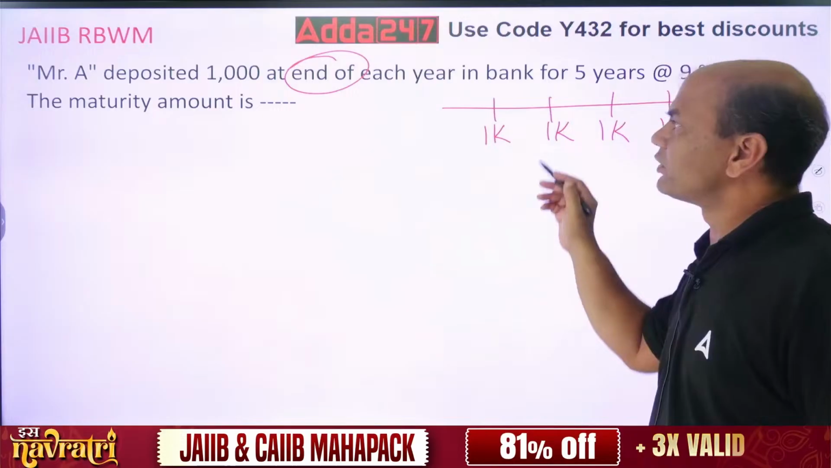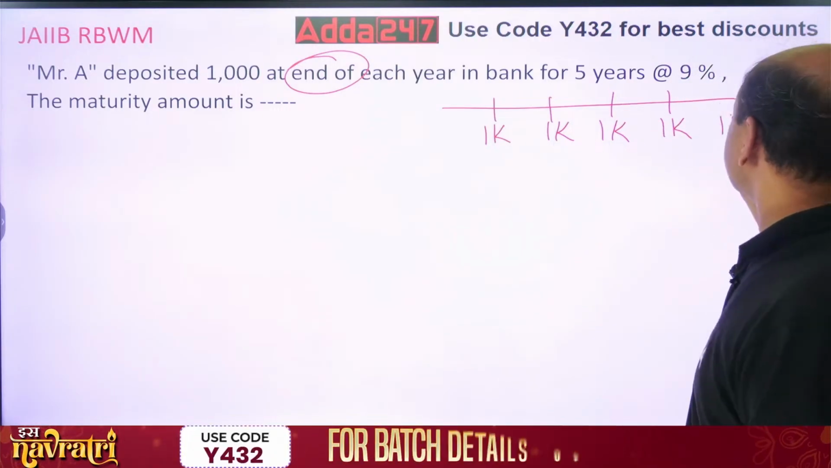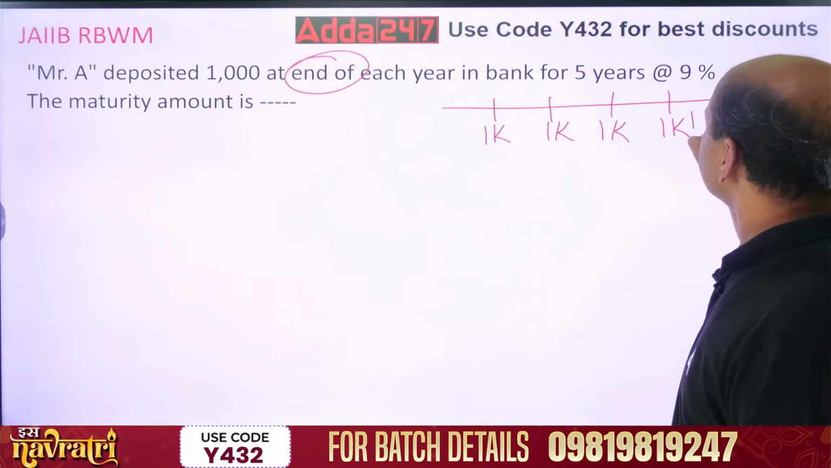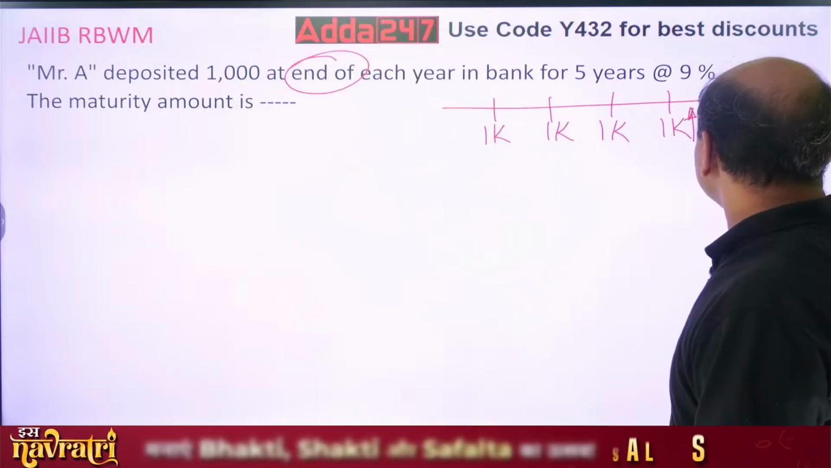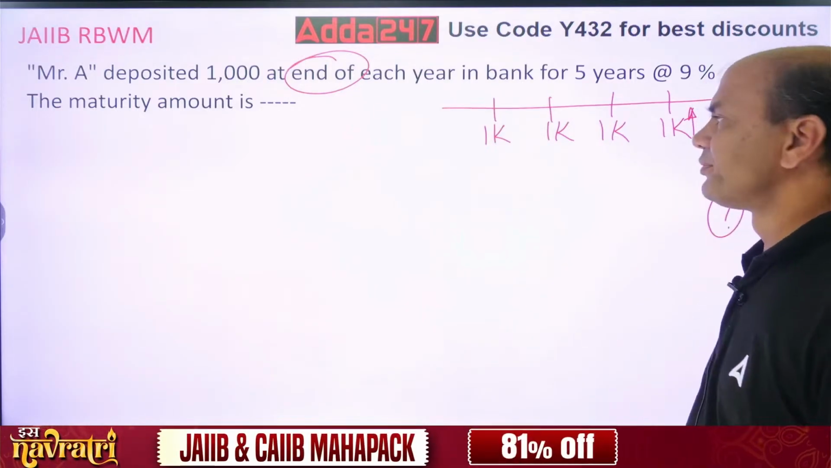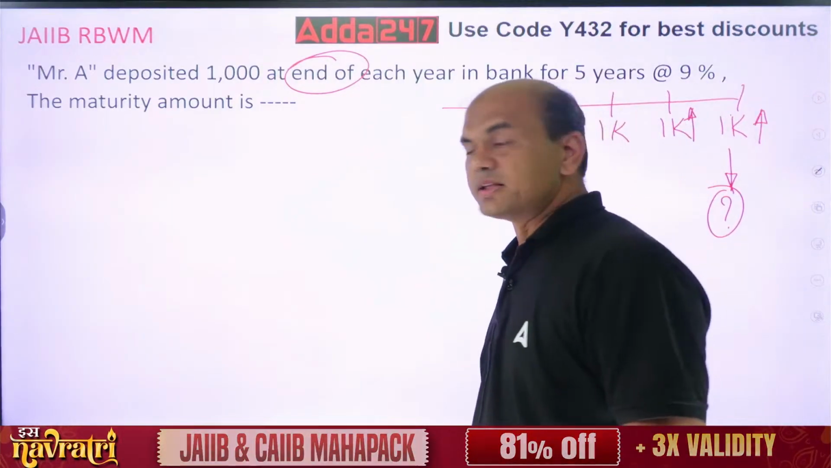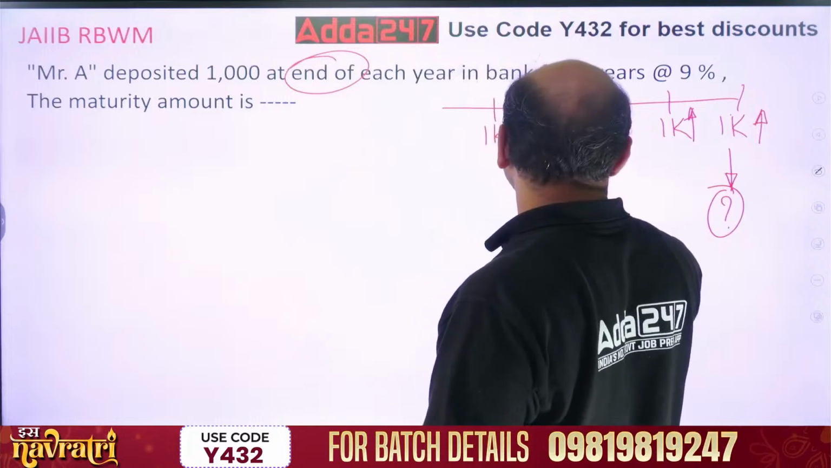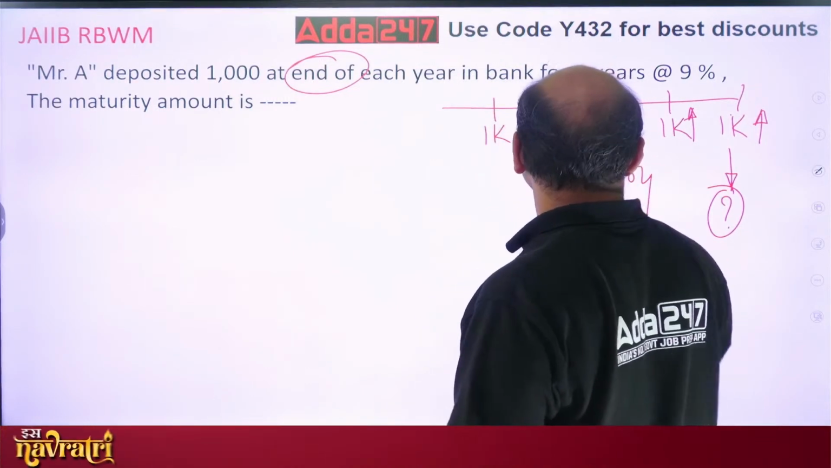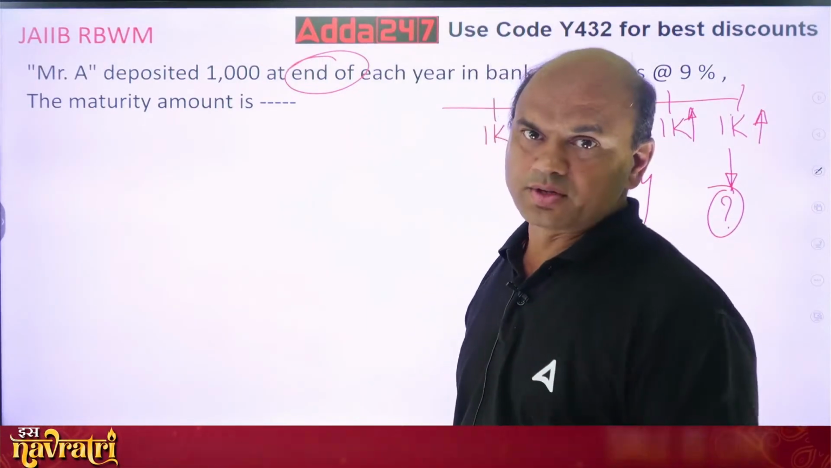Okay, this is how he has deposited. And at the end of this, he will get some amount. See, these are all investments, right? Now at the end of the period, he will get some amount. So this is your question mark. Now this is an annuity, and which annuity? This is called an ordinary annuity. Ordinary means whenever you invest at the end, it is called an ordinary annuity.